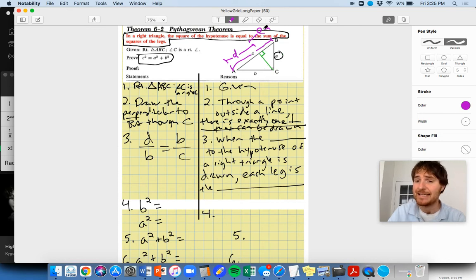A, B, C, D, E. There we go. So one segment of the hypotenuse is length D. That's adjacent to B. The other one is E. They add up together. What do they become? They become C. Okay? So you feel me?